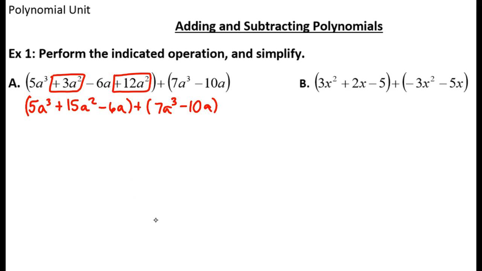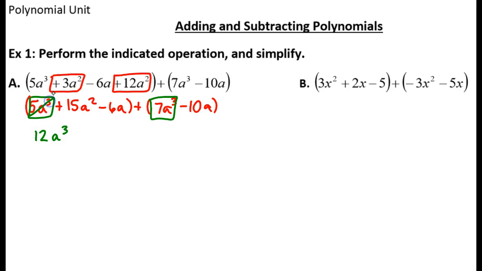From here, now I can simplify amongst the parentheses. So I'm going to take this 5a to the third and I'm going to add it with 7a to the third. So I'm adding the coefficients in front. When we add polynomials, we do not change the exponent. When we subtract polynomials, we do not change the exponent. So 5 plus 7 gives me a total of 12a to the third power. Again, that does not become a to the sixth power. You only change the exponent when you're multiplying with the same base.